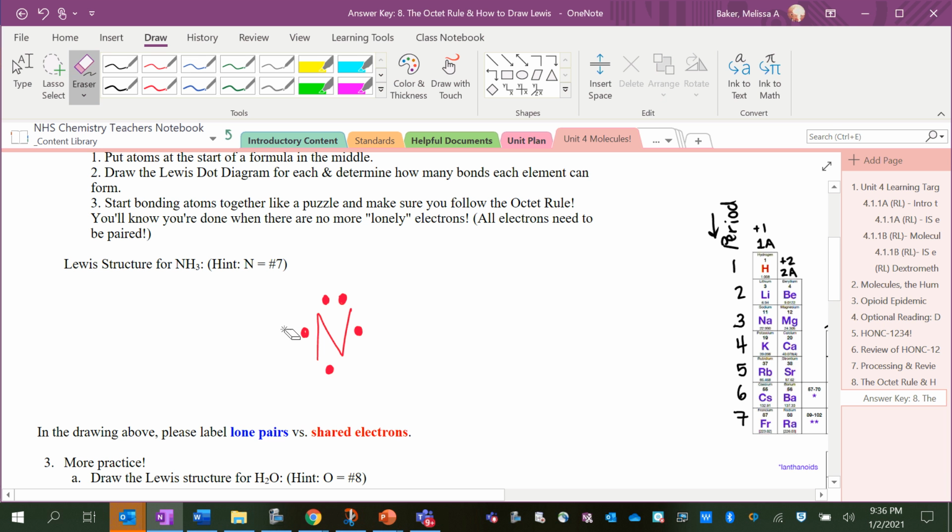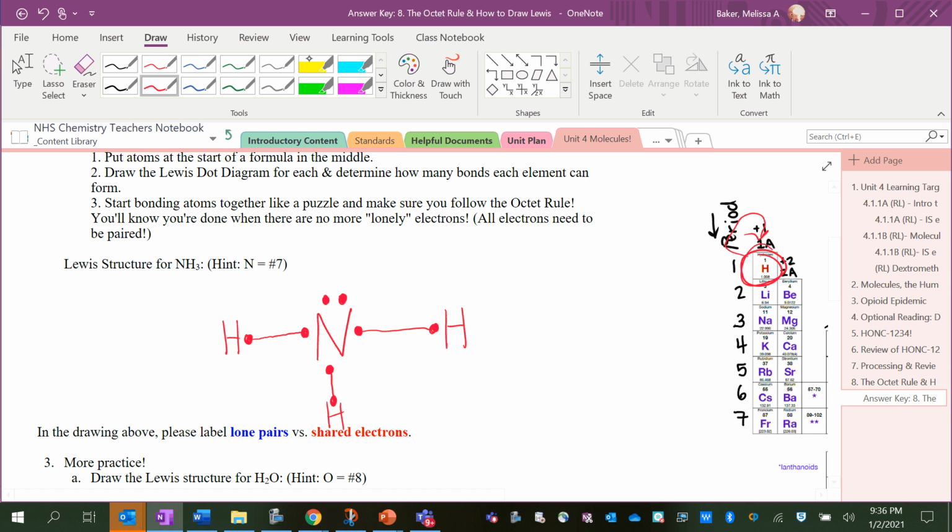I'm going to erase those though. And then let's draw our hydrogens. So hydrogens have 1 valence electron because hydrogen right over here is in group 1A. So then we connect the lonely electrons together to show the formation of a covalent bond. Here we go. We've got 3 hydrogens and there were 3 lonely electrons.